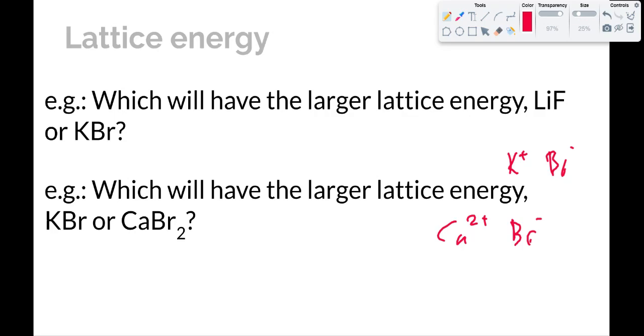What is different is the numerator. So we have a plus 1 minus 1 in the case of KBr. We have a plus 2 minus 1 in the case of CaBr2. And so that means that with a larger numerator for CaBr2 and approximately the same denominator, the CaBr2 is going to be the one with the higher lattice energy.